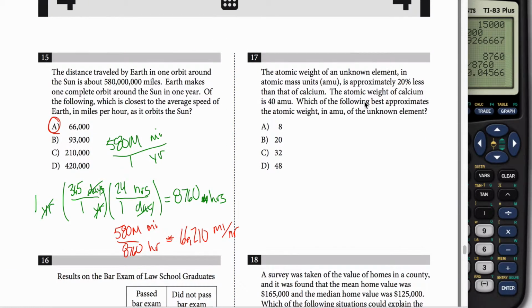17 up here. The atomic weight of an unknown element in atomic mass is approximately 20% less than... This happens a lot, this some percent less than. If it's 20% less than something, it's 80% of that something. Being able to do that immediately and recognize that is really helpful in these tests. Anyways, the atomic weight of calcium is 40. Which of the following best approximates the atomic weight of the unknown thing? Well, the unknown thing is 80% of this 40. So yeah, to be 20% less, you're 80% of that thing. You multiply these two numbers together, you'll get 32, which is answer C.